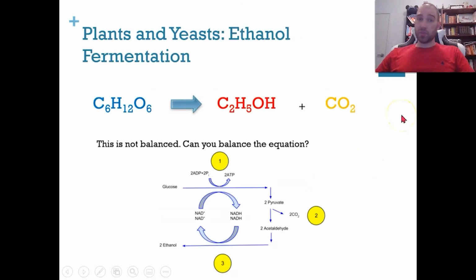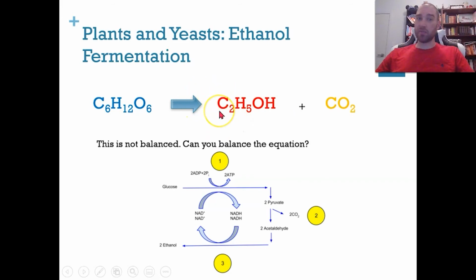So let's look at these two processes. In plants and yeast we get ethanol fermentation, and we're turning glucose, C6H12O6, into ethanol, C2H5OH, plus carbon dioxide. Now here's the question, is this balanced? And the answer is no, because we've got 6 carbons over here, but we've only got 3 carbons over here. We've got 12 hydrogens on this side, and we've only got 6 hydrogens on this side. So that tells us what we need to do to balance this.